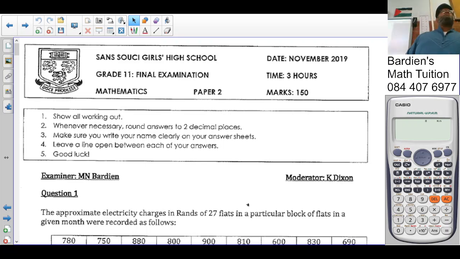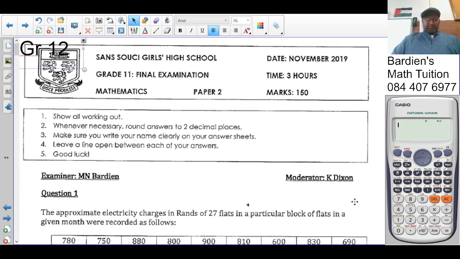Okay, good morning, class. So today we're looking at the grade 11, paper 2. This was 2019 November. Okay, we just concluded paper 1. This is more exciting. But we will get it, no? So this is grade 11, paper 2, November 2019.